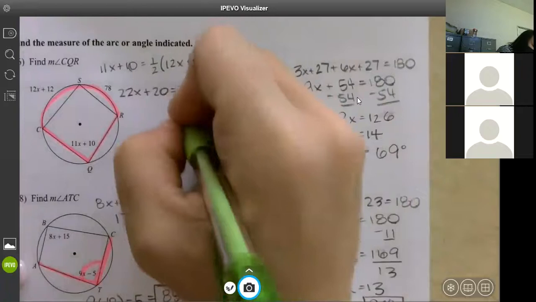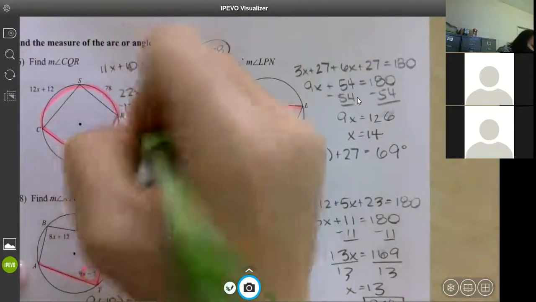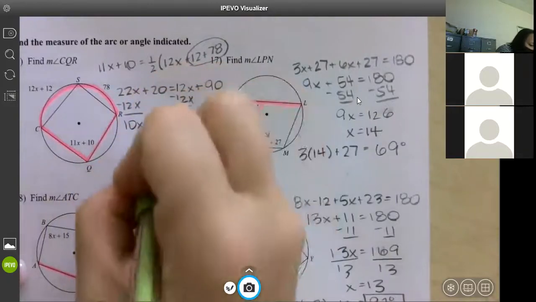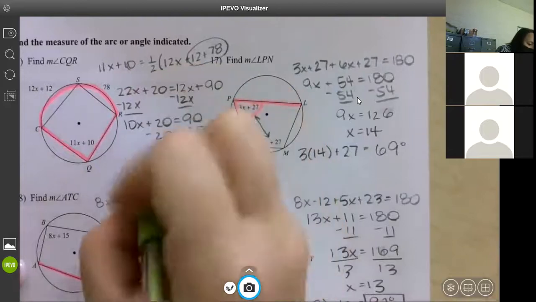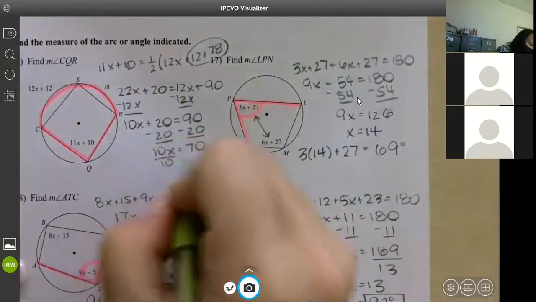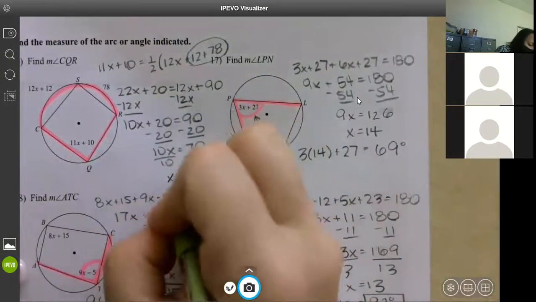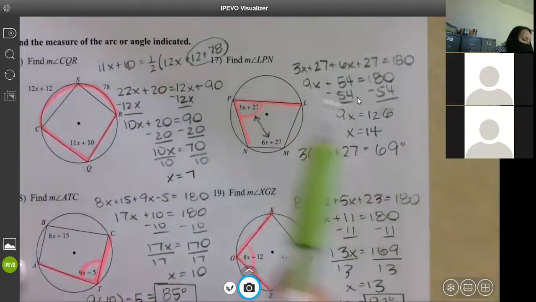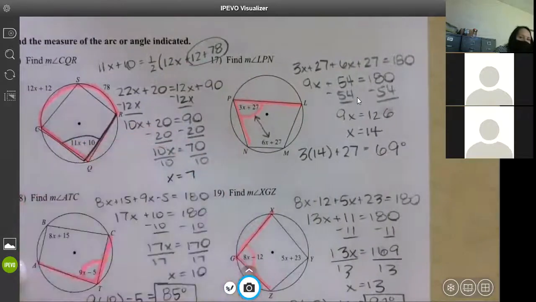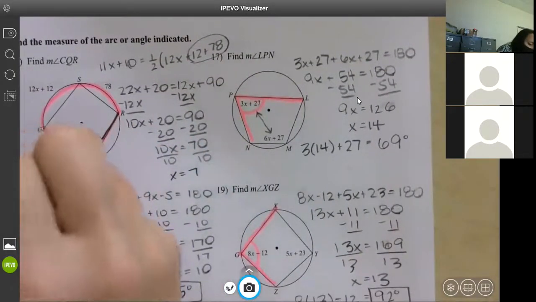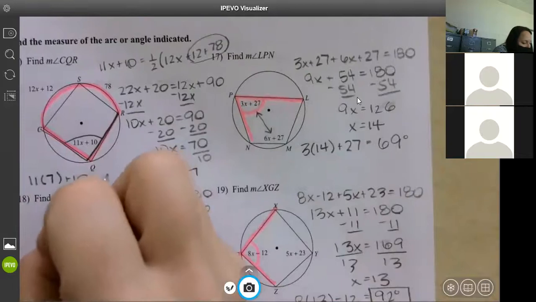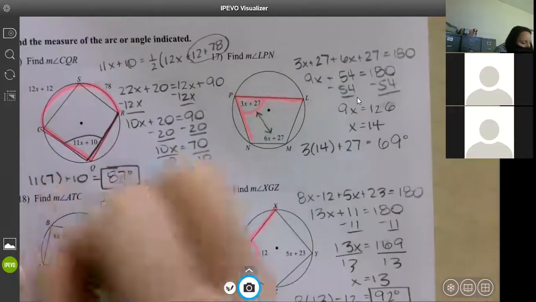I'm going to subtract my 12x. I get 10x plus 20 equals 90. Subtract my 20. I get 10x equals 70. Divide by 10, and x equals 7. It wanted angle CQR. CQR is this one. So we're going to plug 7 in. 11 times 7 plus 10. 77 plus 10 is 87.